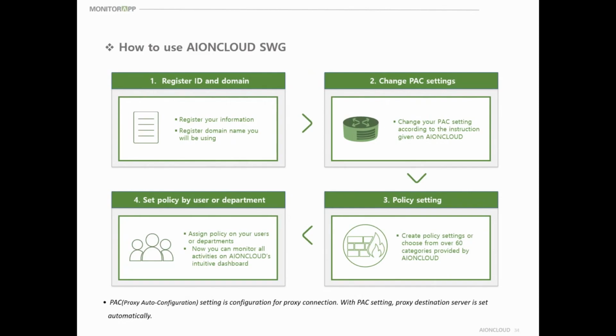For the third, configure policy. Create your own policy settings or choose from over 60 categories provided by AIONCLOUD. Fourth is set policy by user or department. Assign policy to your users or departments. Now you can monitor all activities on AIONCLOUD's intuitive dashboard.